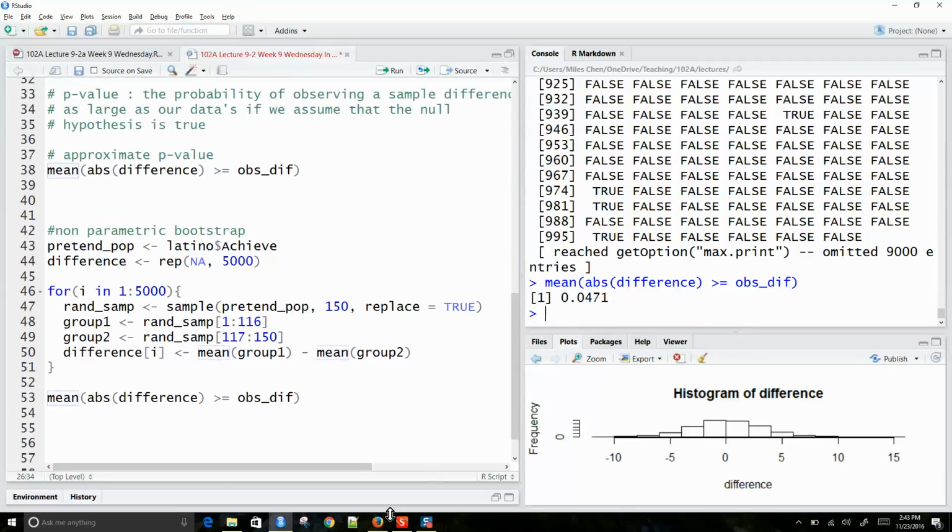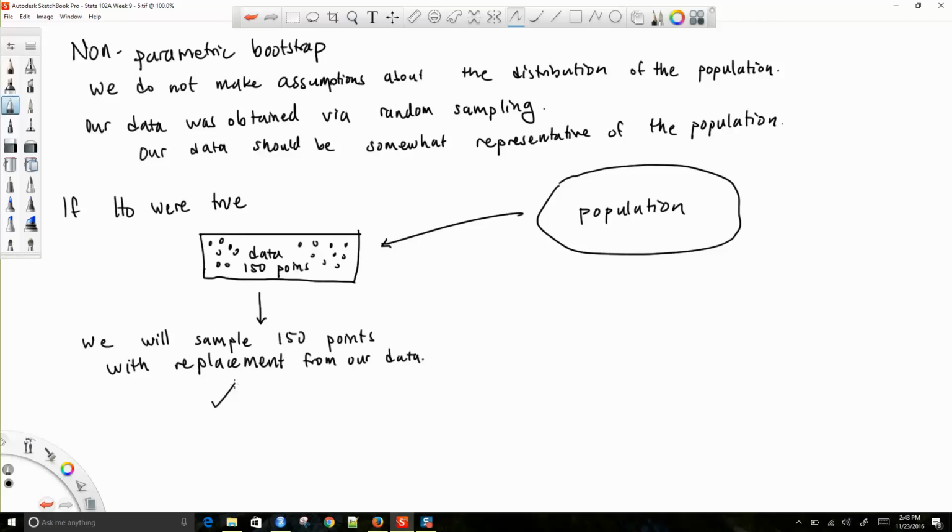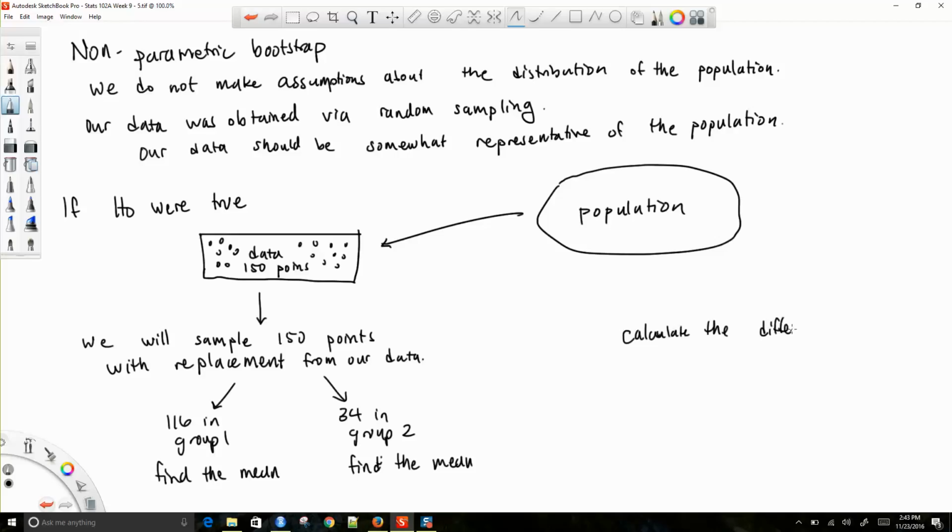So when we do non-parametric, we do the rest of the same thing. We sample 150 points. We put 116 in group 1 and 34 in group 2. Find the mean for each group. Calculate the difference between means and see how often these random samples produced a difference as great as the one we observed or something larger.